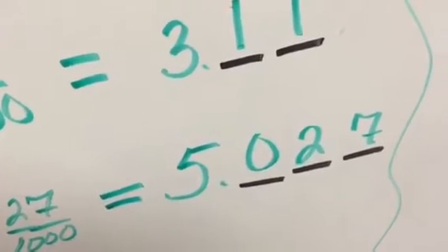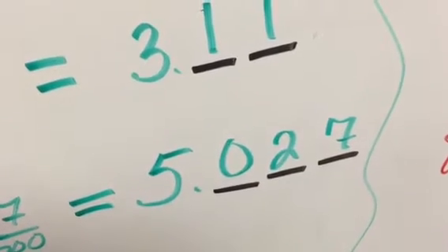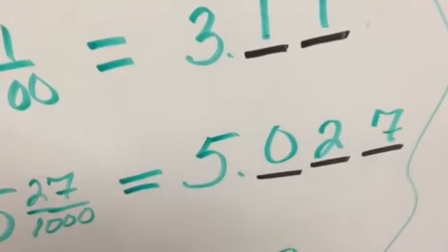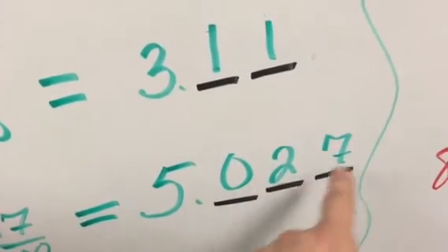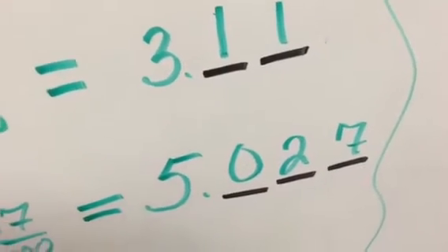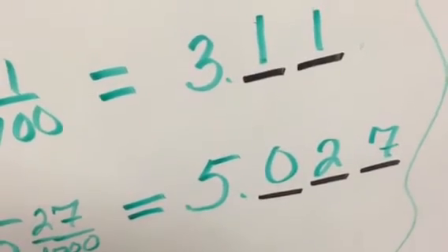If I put a 0 at the end, would that change it at all? Pause the video and think about that. Right. If I did put the 0 at the end, that would change it. It would be 270 thousandths. So good thing I put the 0 in front.